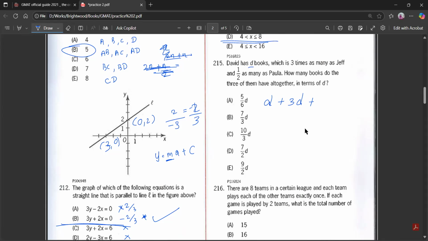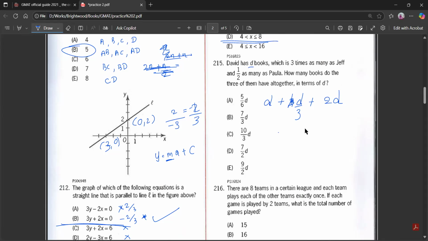3 times as many as Jeff. Look at here. David had D books, which is 3 times as many as Jeff. So Jeff has D over 3. Sorry. 1 over 2 as many as Paula. Paula has double this, or 2D. Now add.